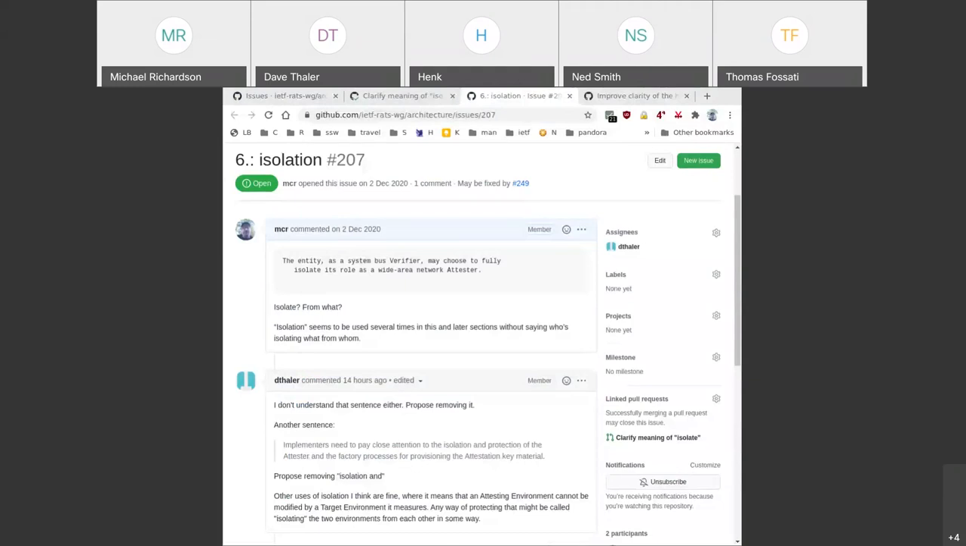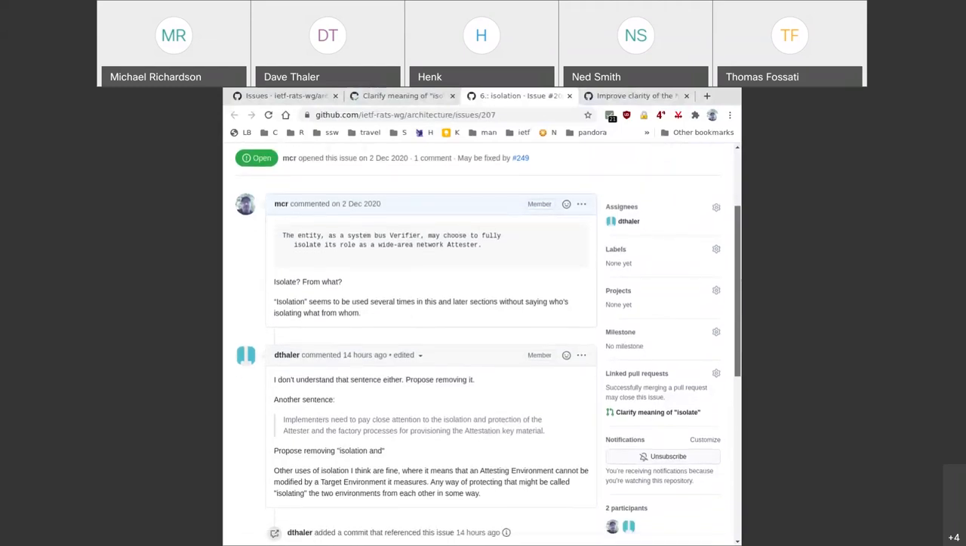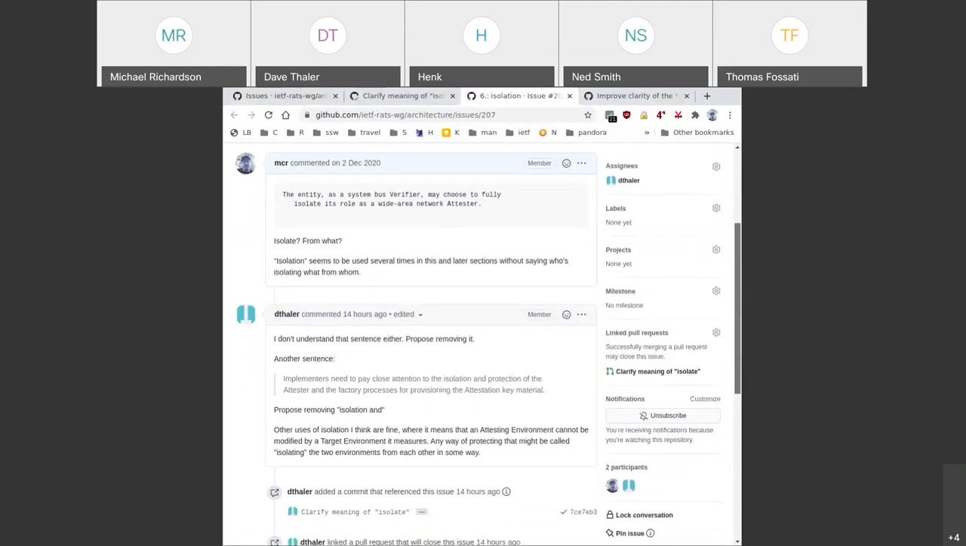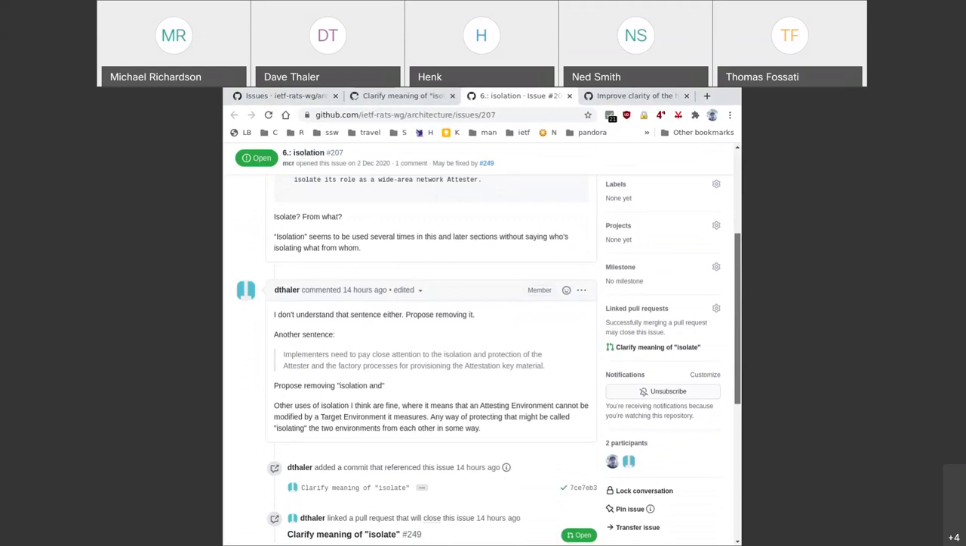So this one, you can see the system bus verifier may choose to isolate its role as a wide area network attester, and the filer asks, isolate from who or what? The word isolation in TCG context sometimes has special meaning because it's part of a fundamental definition they have around how what they describe as a root of trust is protected from the rest of the world, and therefore becomes a root of trust when they use the term. So you'll see, Ed, that I added a phrase that kind of defines it. When we get to the pull request, please review that to see if you think that TCG has a different meaning, which I didn't know. I'm guessing it's compatible, but I may have gotten it wrong.